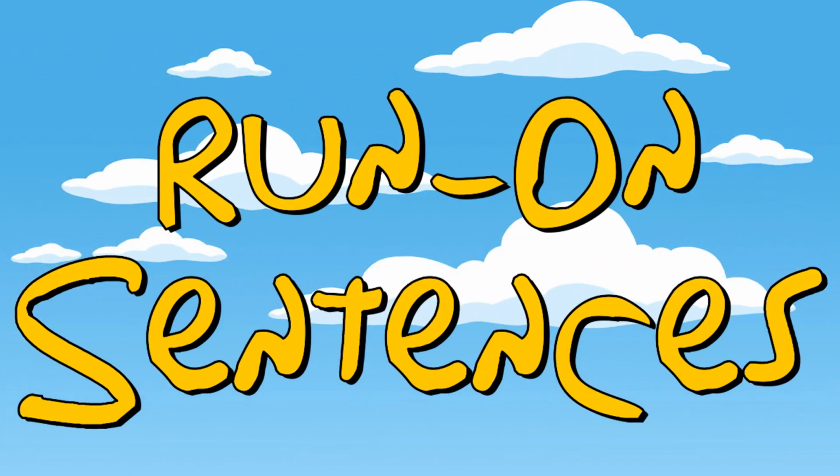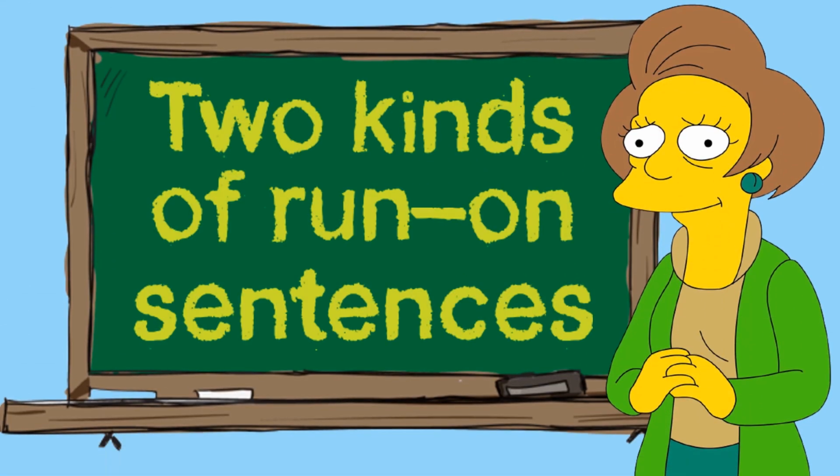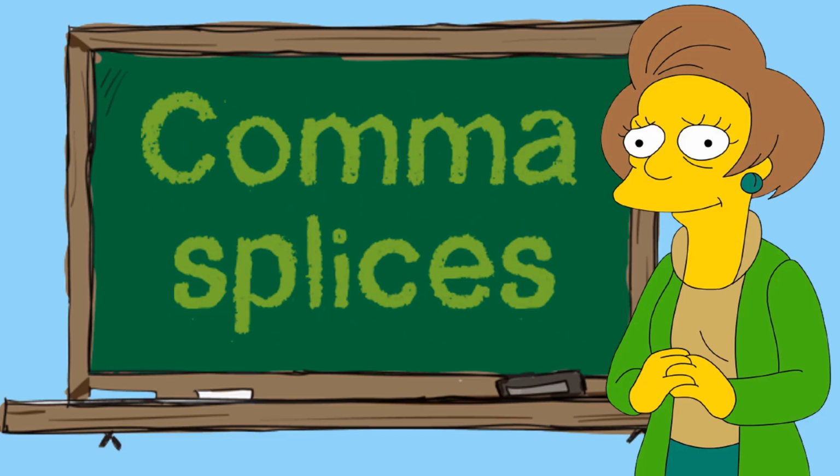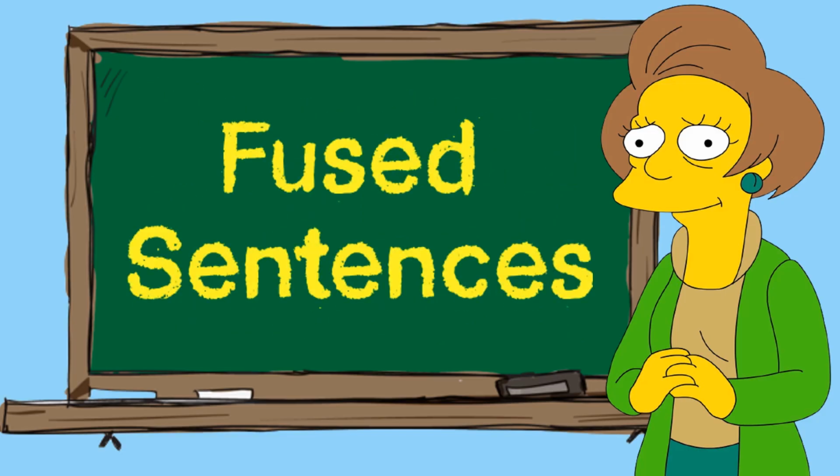In this edition of Grammar Time, we're going to be taking a look at run-on sentences. Now, it's important to note that there are two kinds of run-on sentences, comma splices and fused sentences. In order to take a look at this, though, we first have to create a compound sentence.